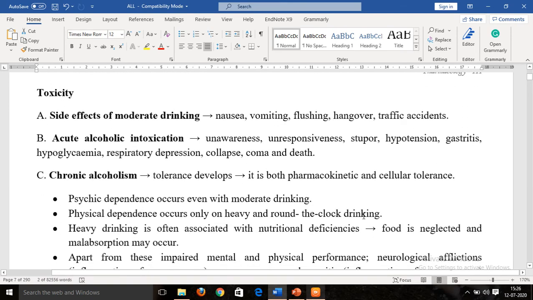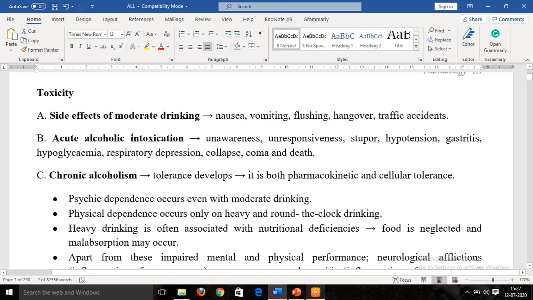And then next coming to the toxicity. The toxicities are again categorized based upon the amount of alcohol which is being consumed. Now the first point is side effects which are shown after moderate drinking, that is, if small amounts are consumed. It may show side effects like nausea, vomiting, flushing, hangover on the next day specifically, and because of the drowsiness or motor impairment, traffic accidents may be increased. So these are the side effects of moderate drinking.